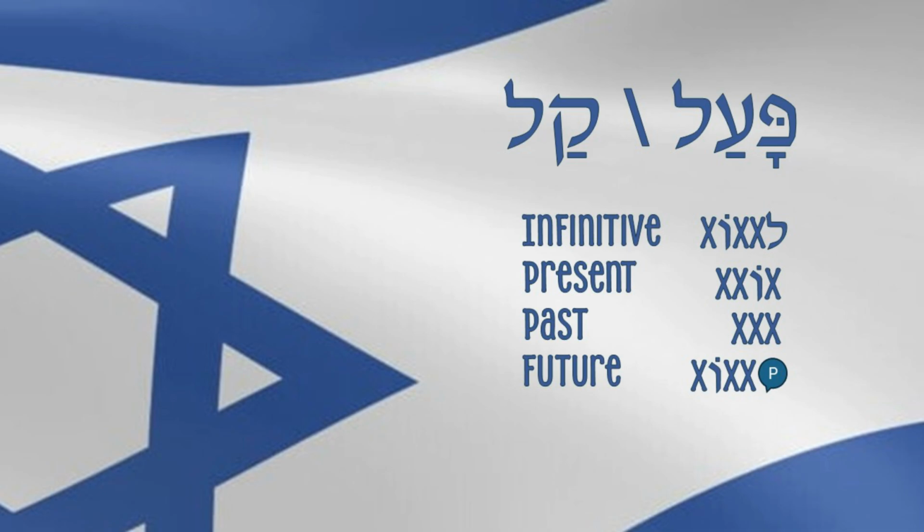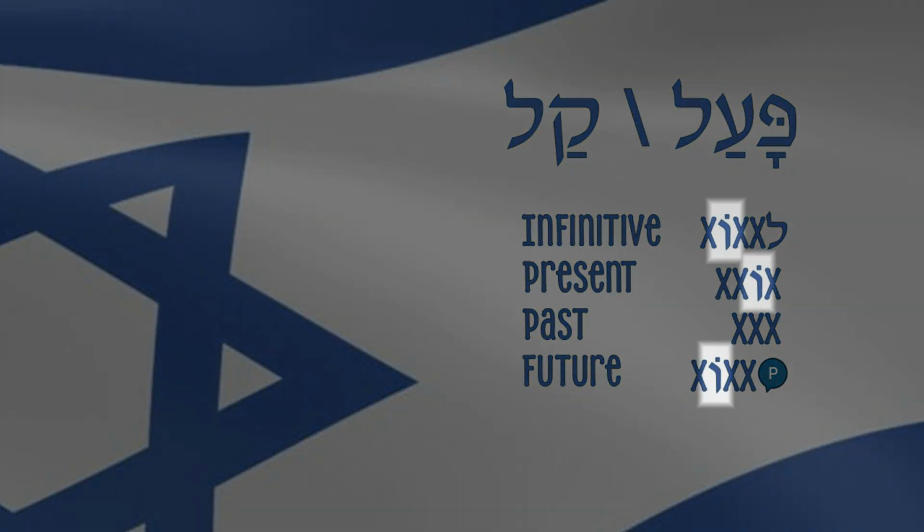Okay, now that I've got that out of the way, let's look at pa'al, or some people call this one kal. Pa'al verbs are known for their vav, sounding like an O in many of the forms, and also for not having any excess letters like a mem or a hey. And this is why it's often called kal, because simple, nothing extra.